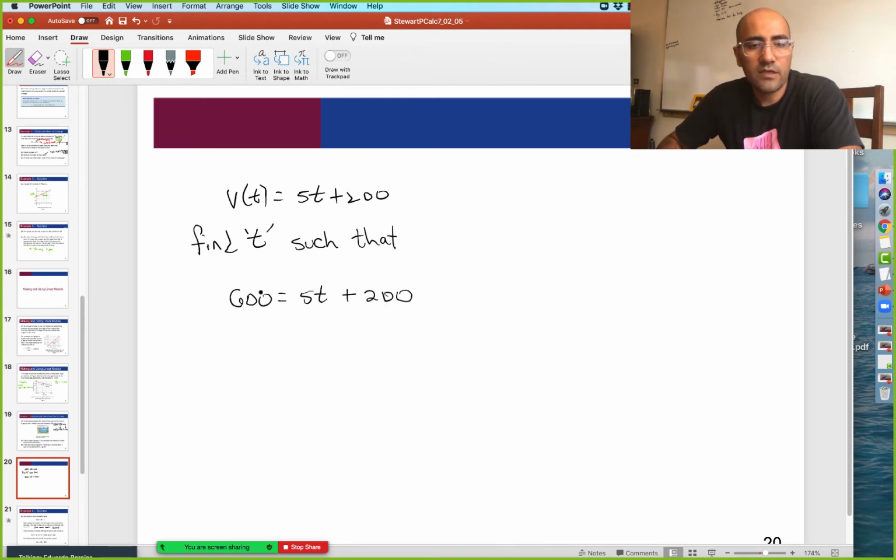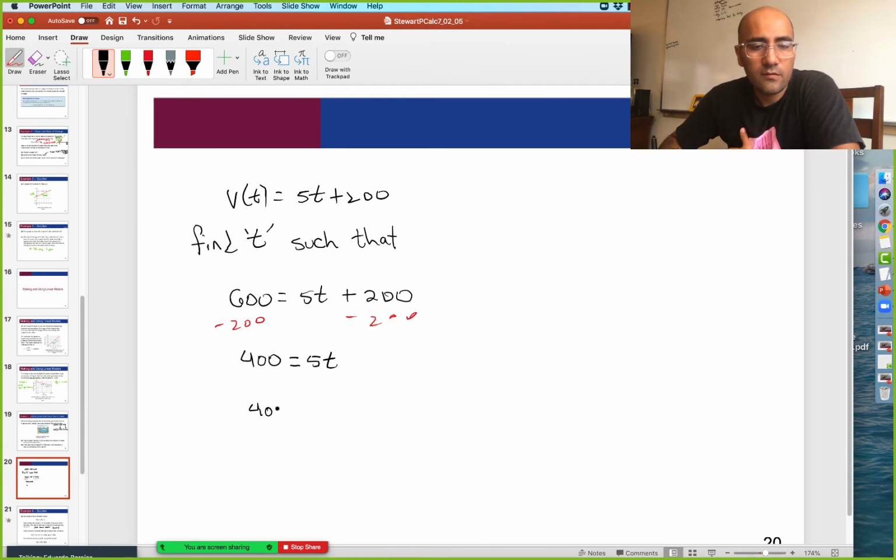Right? 600 is the volume. Don't confuse that 600 to be a value of t. It's the volume. We want to know when the volume will reach 600. So this is a simple equation to solve. Minus 200 on this side, minus 200 on this side. We end up with 400 equals 5t. Divide both sides by 5.